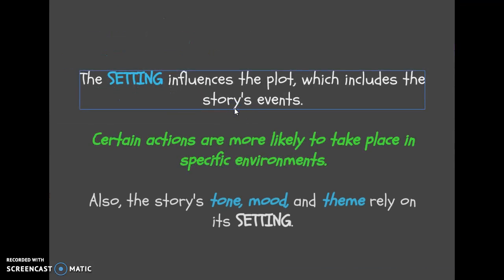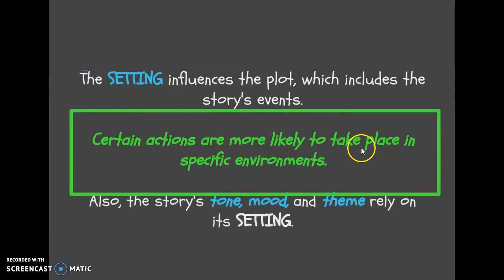We need to know that the setting influences the plot. Certain actions are more likely to take place in specific environments. For example, there is not going to be a conflict of a shark attack in suburban St. Louis. That would happen more likely at the beach. My point being that certain events, certain conflicts will take place because of the setting that they're in, the time, the place, and the cultural scenario. So we're going to be taking a look at that through the first couple pages.